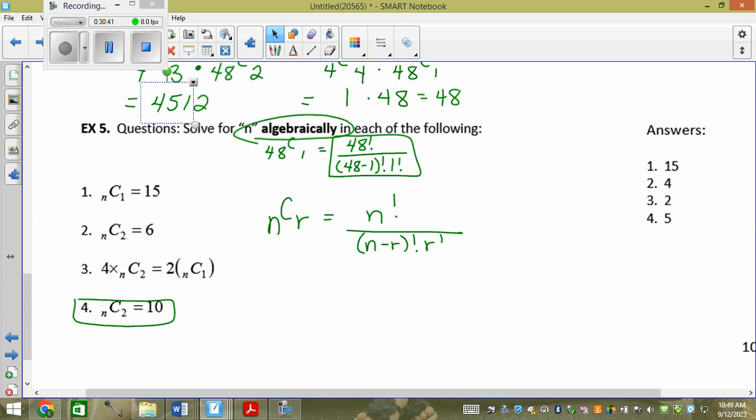R factorial. It's on your formula sheet, which I still have to get little plastic sleeves for. I need to move the chair. So I have nC2 instead. nC2 equals, this is my n, this is my r. So I get n factorial over (n minus 2) factorial times 2 factorial.